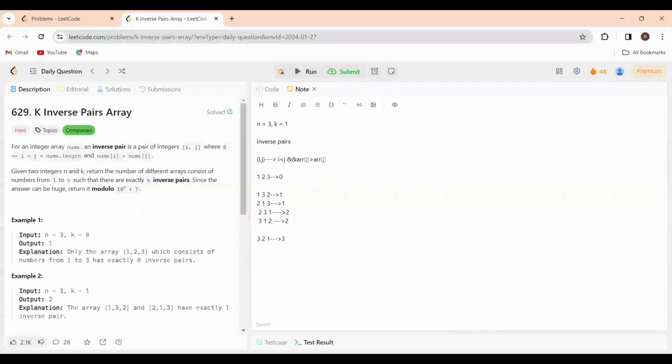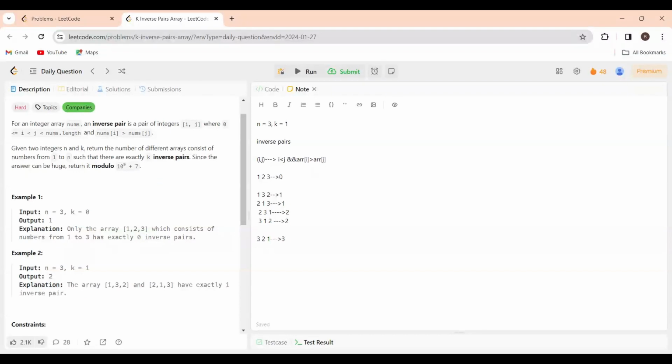So we have to find such permutations where the inverse pairs are equal to 1. How many permutations have inverse pairs equal to 1? Only two permutations of the array have exactly one inverse pair, right? So these two will be the answer for us. 1 3 2 and 2 1 3 are the permutations of an array where exactly one inverse pair exists. So we have found it in this way.